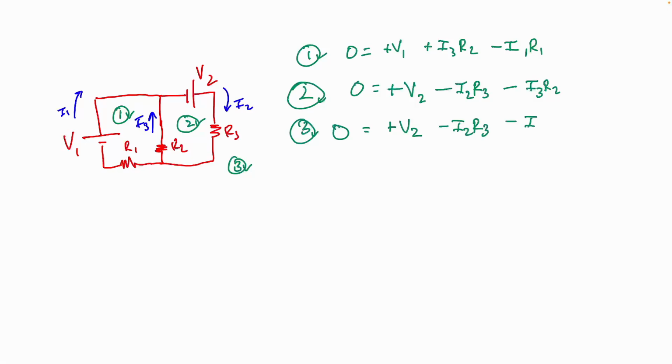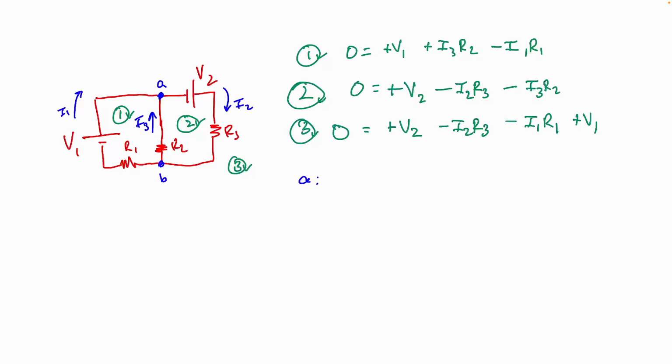Minus I1, R1. And that gets us back to V2, doesn't it? So yeah, we can do the junction rules. Call that junction A, call that junction B. Junction A, that's not a loop, that's a junction.